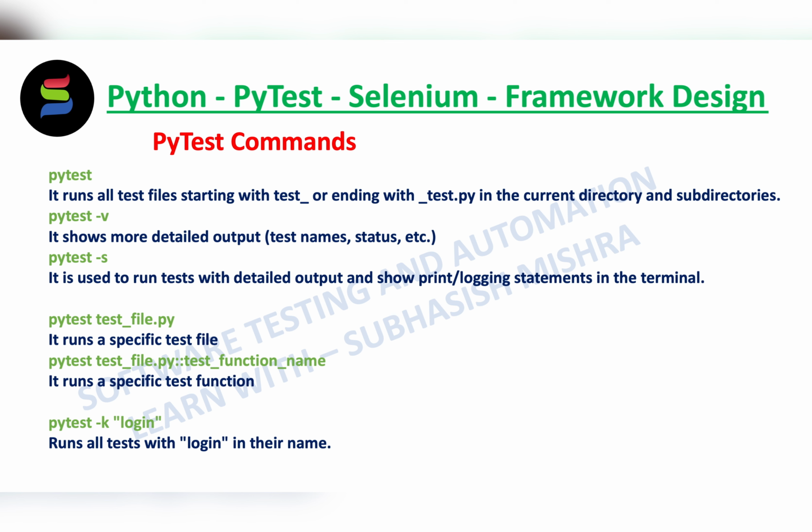We learnt how to run a specific test file: we need to give pytest, then the file name. We also saw how to execute a particular test function which is present inside a file: we need to give pytest, then the file name, then double colon, then that particular test case name, okay. Then we also saw how to run all tests with a particular name. If that particular name is present in different tests, then we can use -k and then that particular name. Here the example is login, okay.